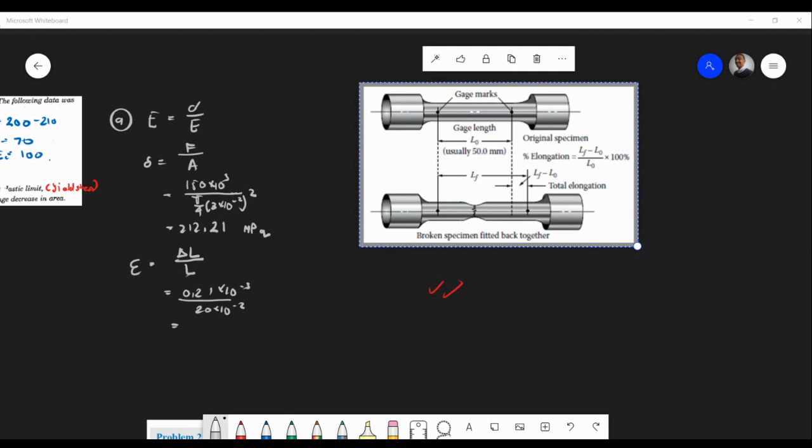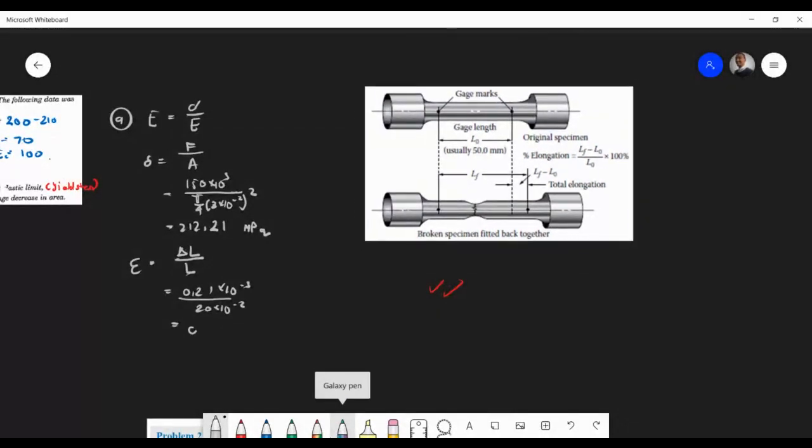What is that for the change in length? 0.21 or 0.2? Oh sorry, it's 0.21. Yeah, that's correct. Then Brett's answer is right. Yes, sorry about that. Okay, cool. You should get 1.05 times 10 to the negative 3.